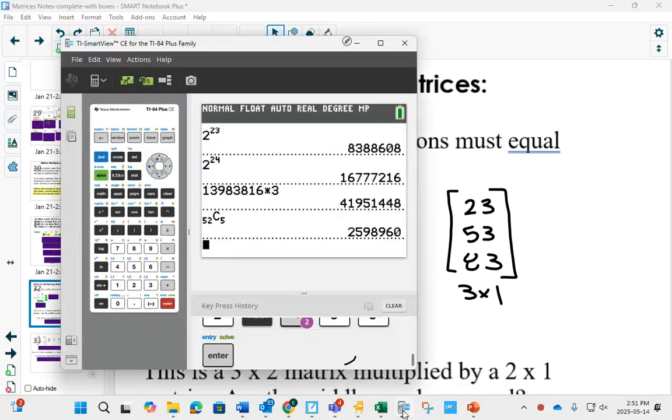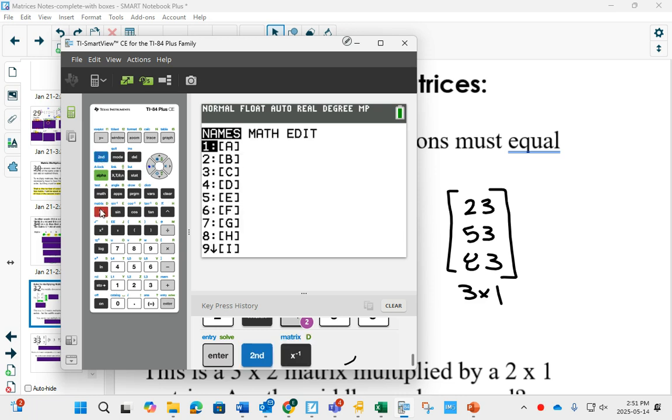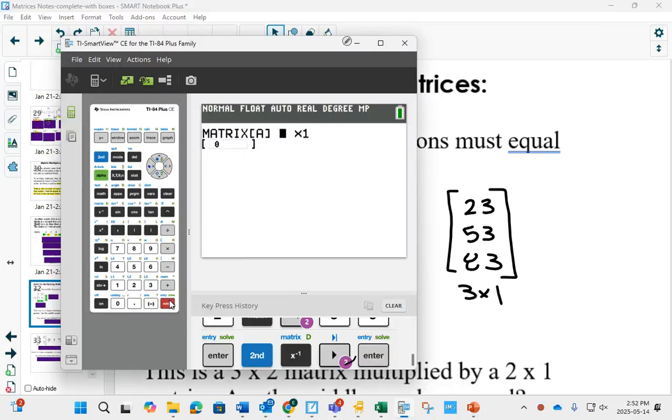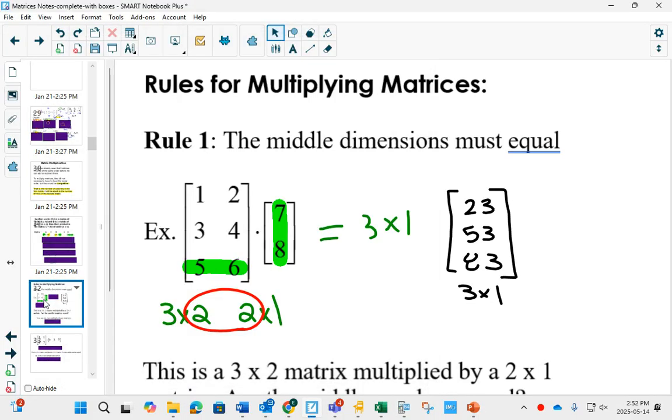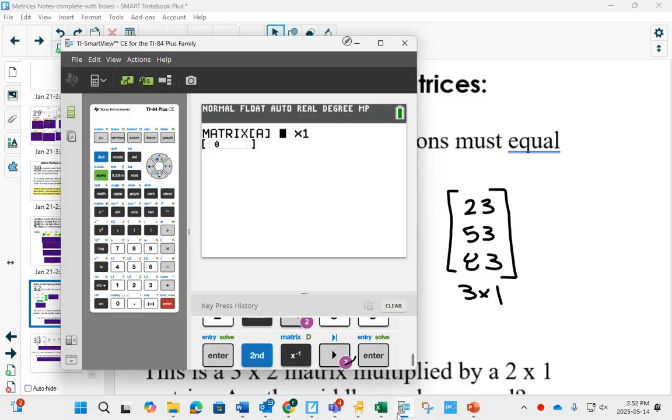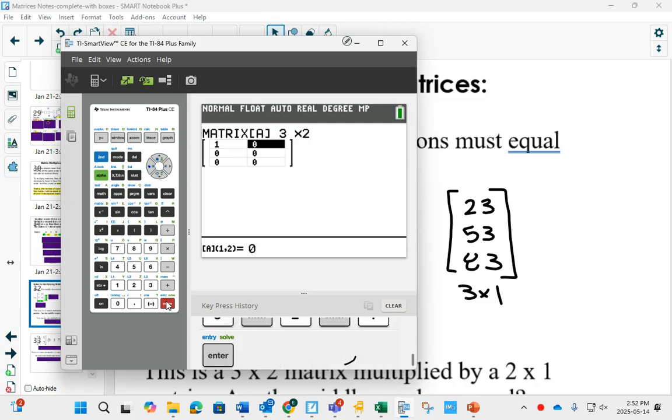But I said, let's go to the calculator. And if you look on your calculator, above the X to the -1 button, it says matrix. So if you hit the second and that matrix button, you have a bunch of matrices all ready to go. And what you can do is you can go to edit, and we can edit A. This one is a 3x2, so I can write in my dimensions: a 3, enter, by 2, enter.